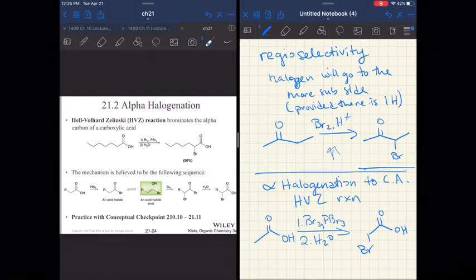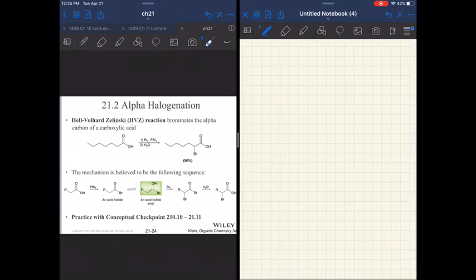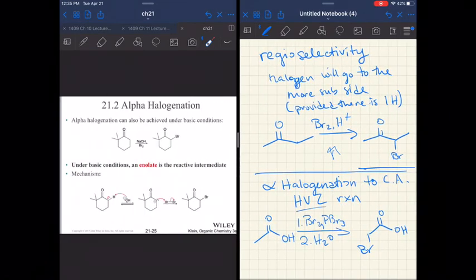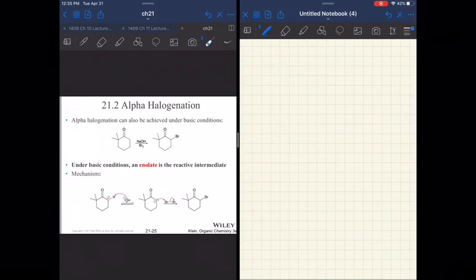So you have to know the mechanism of the acidic conditions for an aldehyde or ketone, but you do not have to know the mechanism for the HVZ reaction. You do need to be able to predict the products or the reagents. This can be achieved under basic conditions. I am not going to ask you to know this one because while it works, it is hard to control. It just continues on.